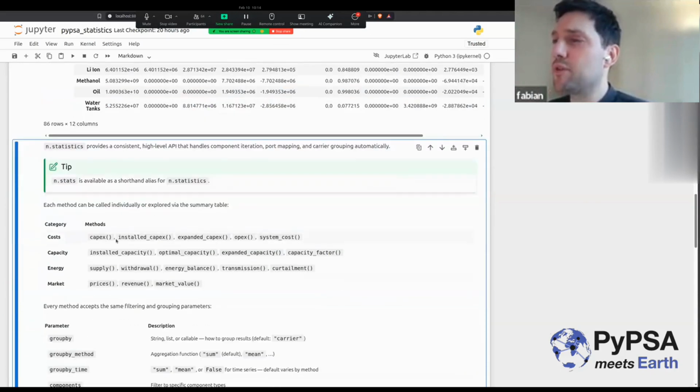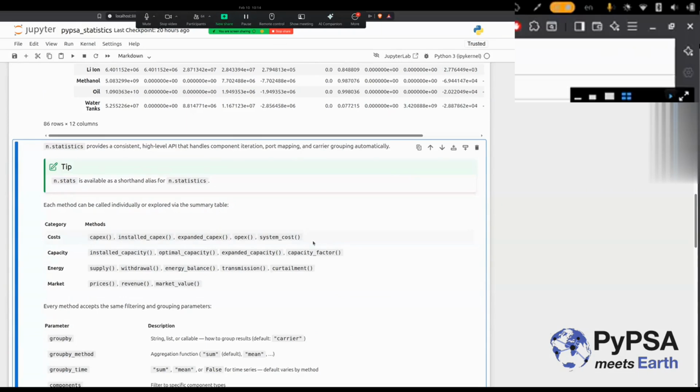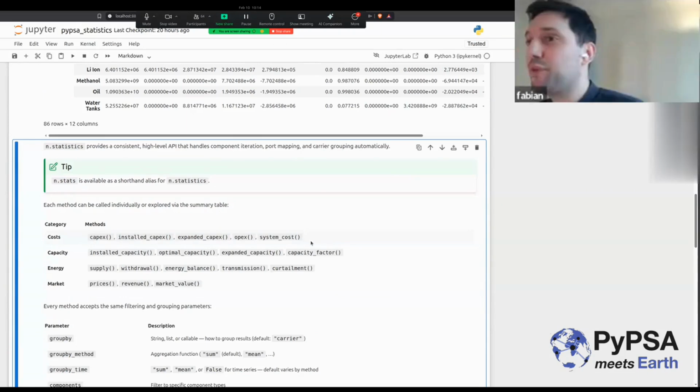But now we have sort of access points which go into these columns, which we have in our overview table, and we can go deeper into this direction. So the capex, installed capacity, expanded capacity, OPEX, and system costs for the costs.